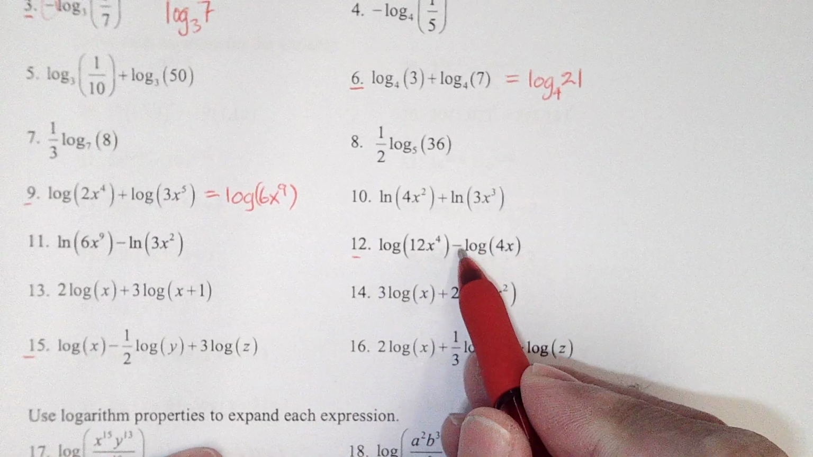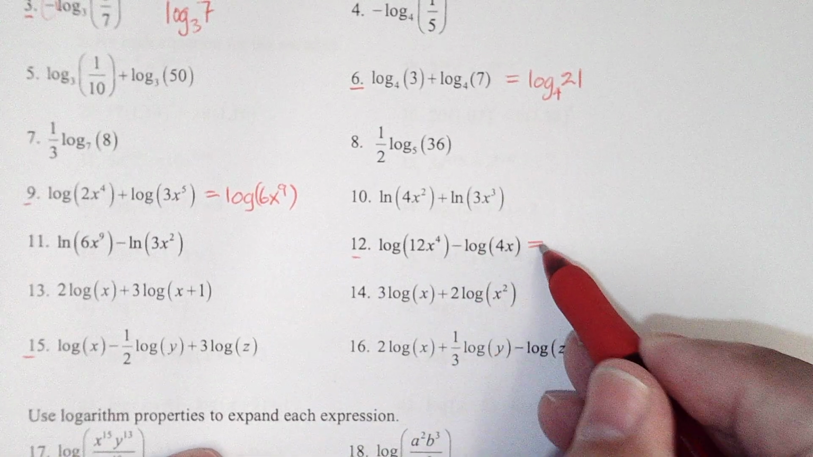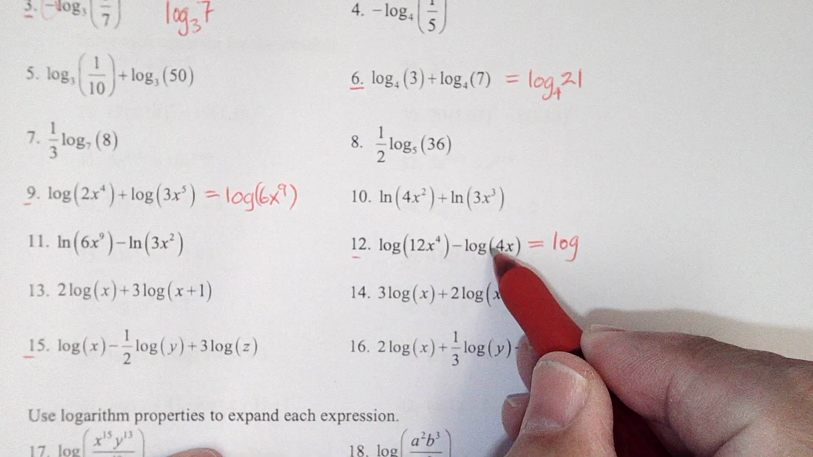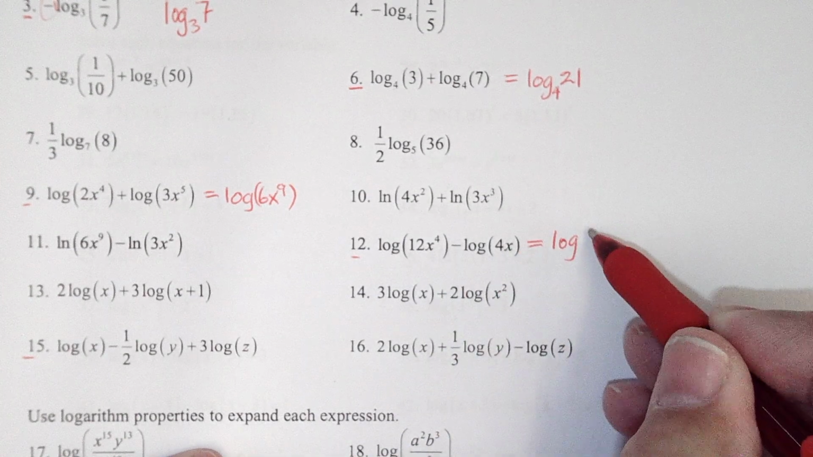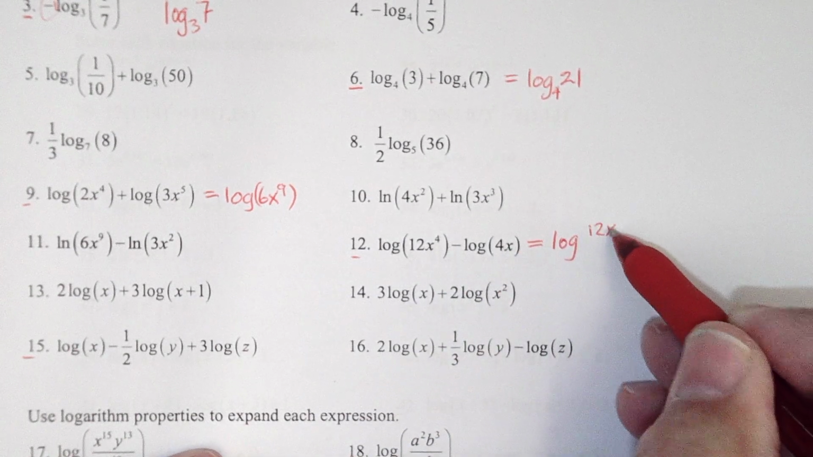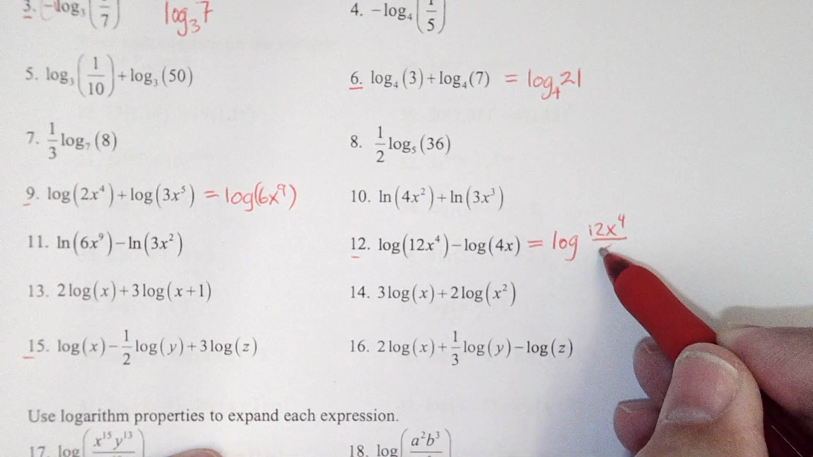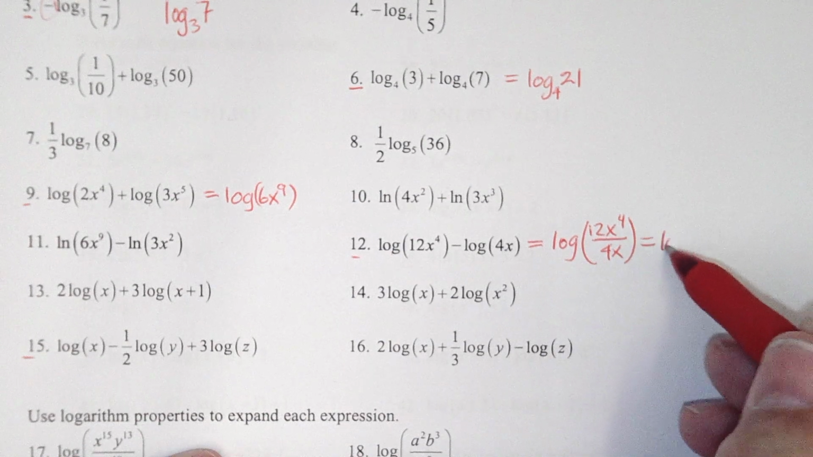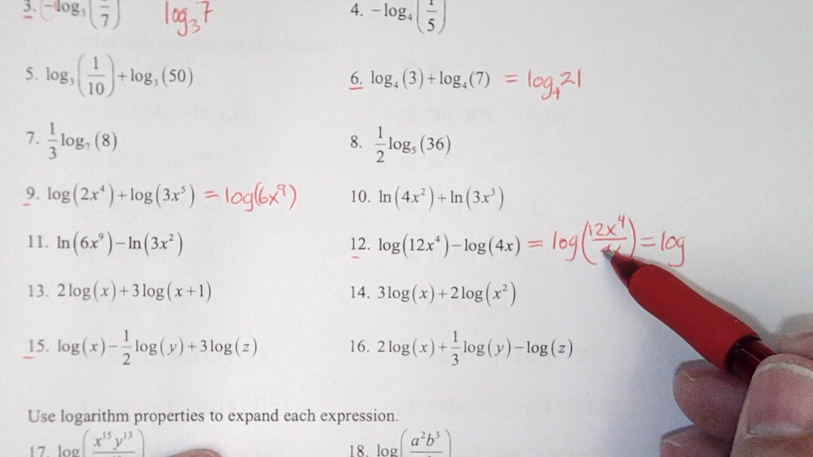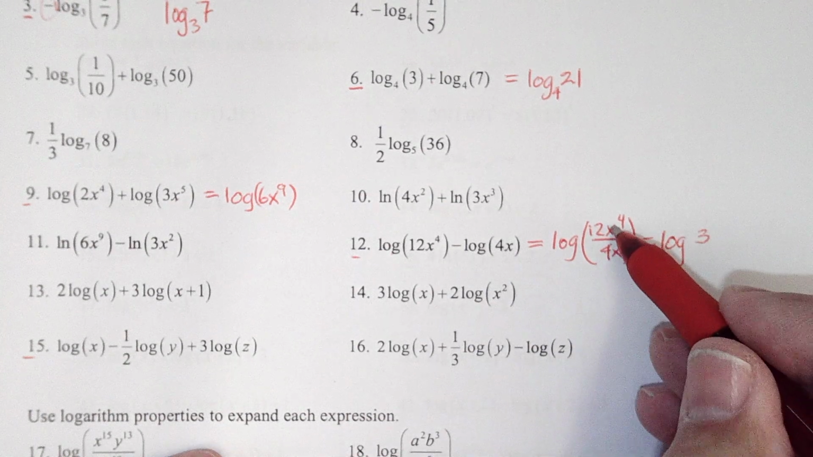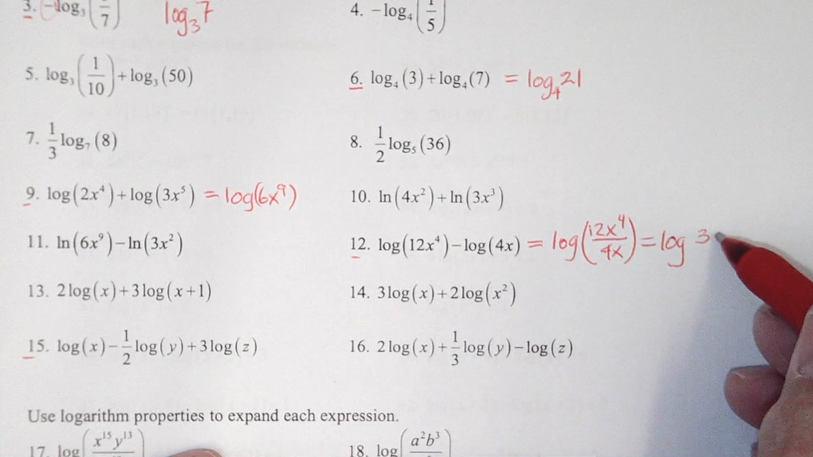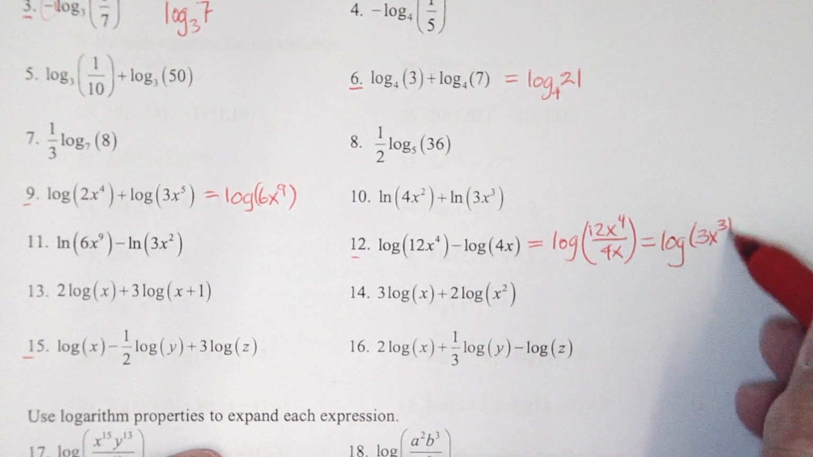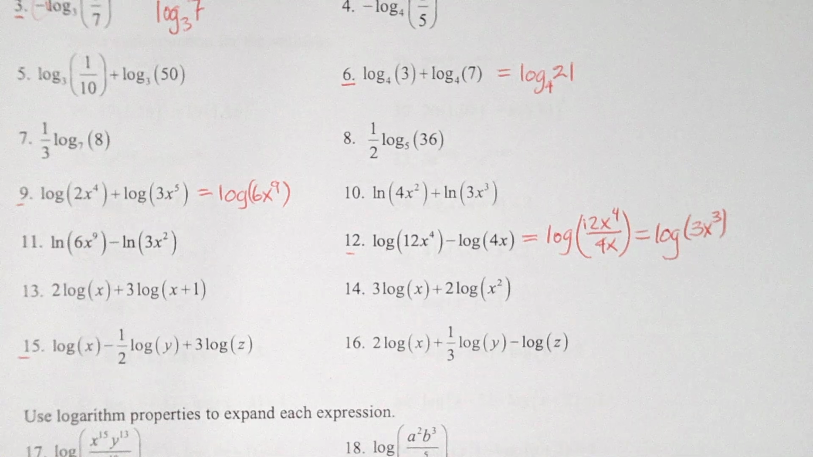12. We subtract, so we're going to divide. These are both log base 10, so that we can do this. When you subtract your powers, it's from a division, so we got log of 12x to the 4th over 4x. But this reduces to 12 divided by 4 is 3, and x goes into x to the 4th. You subtract the powers, and you get x to the 3. So this is just log of 3x to the 3rd.